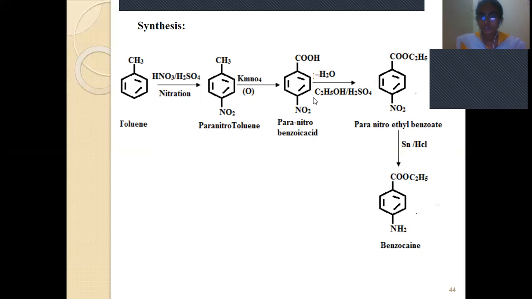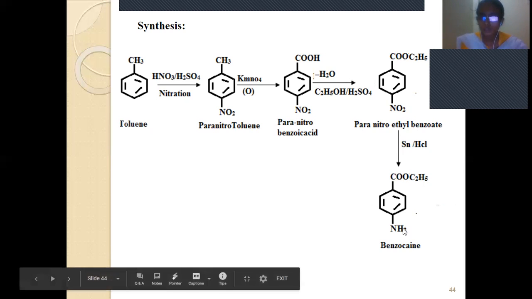When it undergoes a reaction with ethanol, a water molecule is eliminated. OH from the ethanol and one hydrogen from the para-nitrobenzoic acid are eliminated in the form of water to get para-nitroethyl benzoate. When it undergoes a reduction process, meaning removing oxygen and adding hydrogen atoms, the hydrogen is attached to get the benzocaine drug.